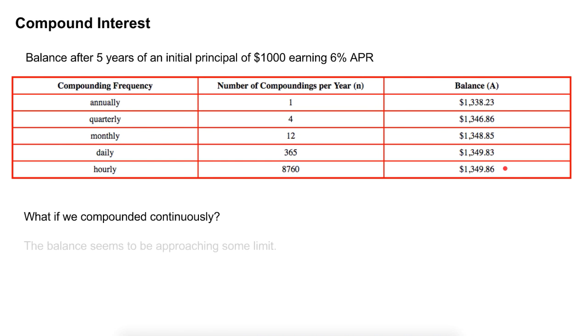So if we compound it continuously, the balance will be approaching some limit here. There is a limit to this. Just because we're doing it continuously doesn't mean that the balance is unbounded. It seems to be bounded by a certain amount. What is that limit? That's what we want to explore here. How do we figure out what that limit is?